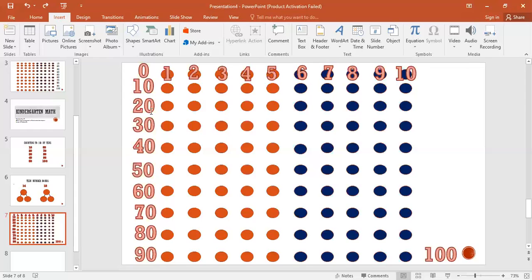Now we're at 20, which is 2 groups of 10. We see we have 2 groups of 10 here. 21, 22, 23, 24, 25, 26, 27, 28, 29, 30 now. We went all the way to 30. Go ahead and pause this video and practice doing 30 to 50. Counting the ones, count from 30 to 50. Go ahead, pause this and come on back.